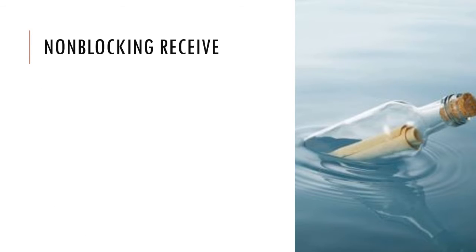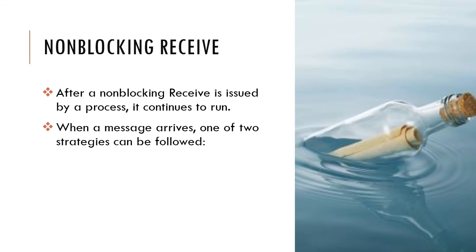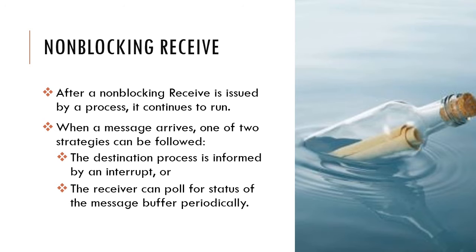Non-blocking receive. After a non-blocking receive is issued by a process, it continues to run and moves to the next line of code. When a message arrives, one of two strategies can be followed. The destination process is informed by an interrupt, or the receiver can poll for the status of the message buffer periodically.